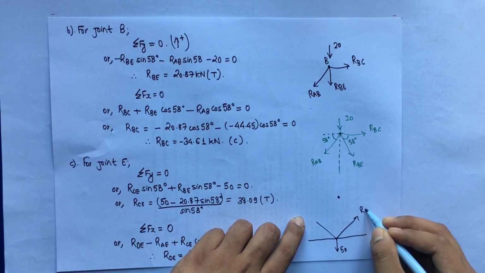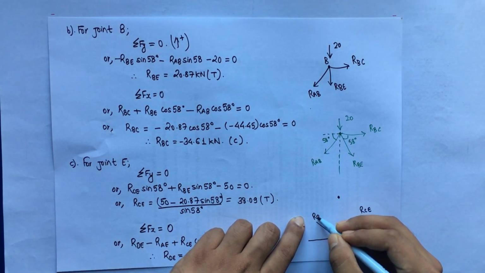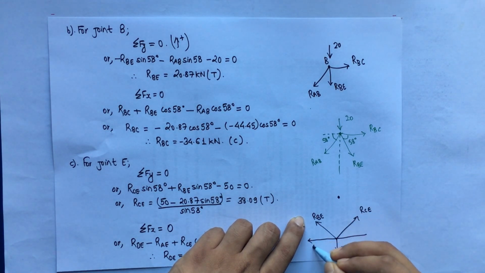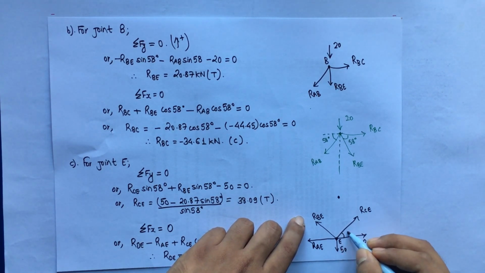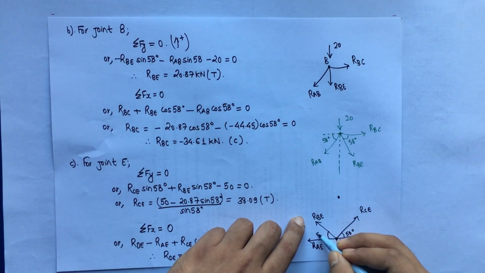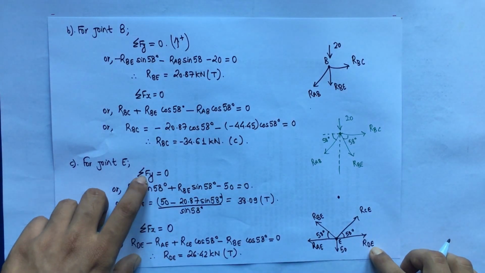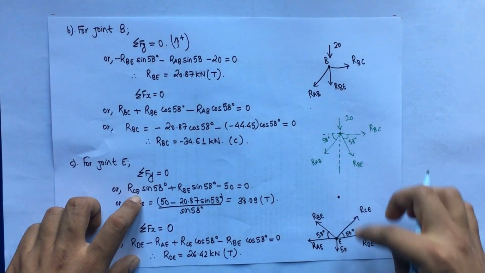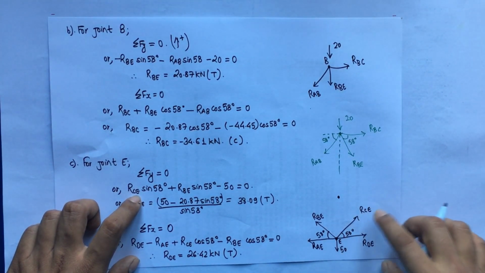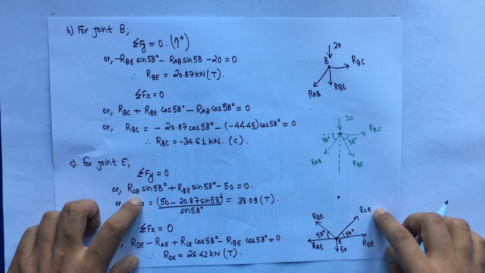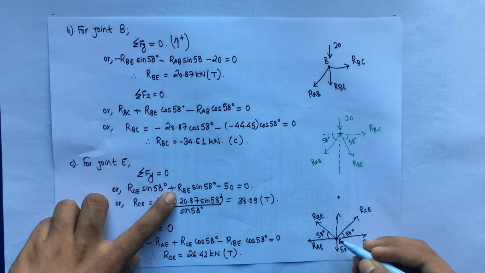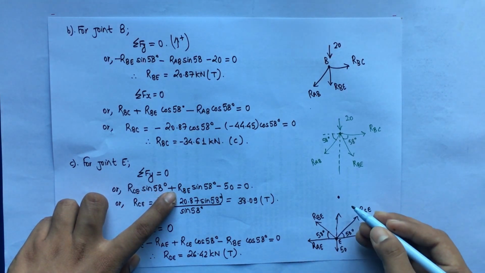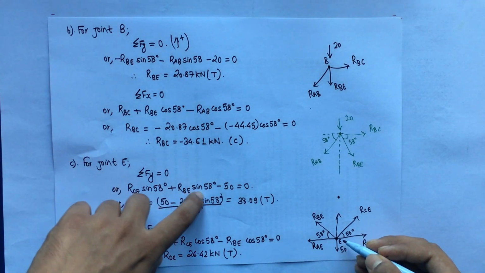So this is RCE, RBE, RAE and RDE. This angle is 58 degree, so will be this. Now considering summation Fy, considering the vertical component of the inclined member forces, so RCE sine 58 degree, taking upward positive, plus RBE sine 58 degree minus 50 is equal to 0.